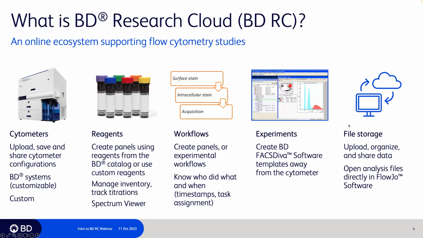And lastly, you can upload your data. So once you're done acquisition on the cytometer, you can upload your data directly to BD Research Cloud and connect to FlowJo so that you can perform analysis. Your files are available to you from anywhere. And then by connecting to FlowJo, it manages your files for you, depending on which workstation you're looking to analyze.